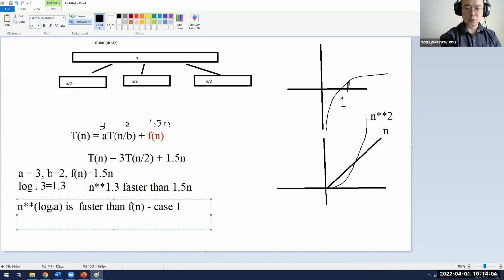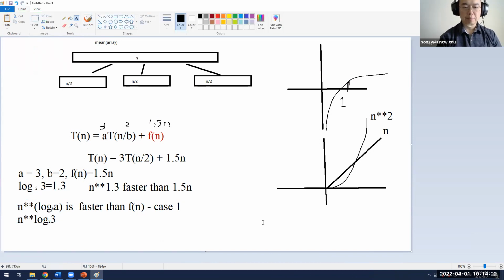And to solve this recursion, it's going to be n to the power log base 2 of 3, and this 2 is going to be a base number. Okay, so this is how we solve this recursion.